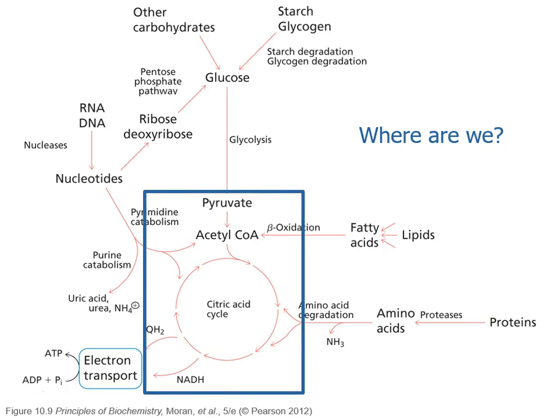We are here. This is the citric acid cycle. And you notice that there are lots of different ways that we can feed into the citric acid cycle. Breakdown of carbohydrates, lipids, and proteins will break down to form compounds that can enter the citric acid cycle.